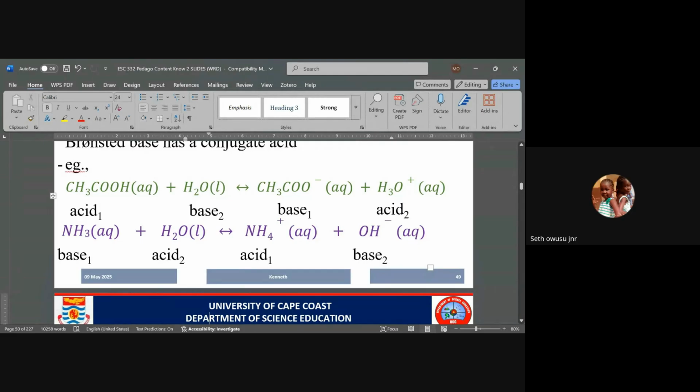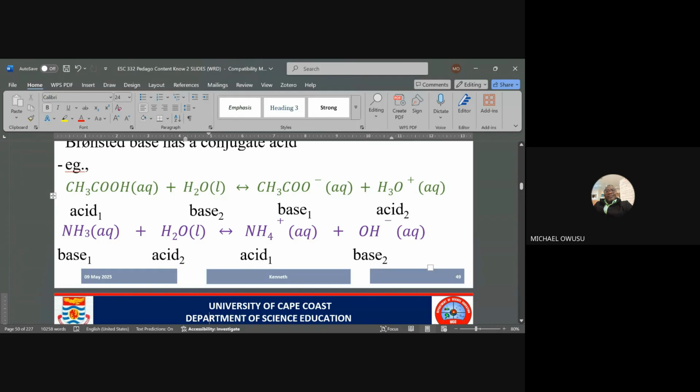A base is a proton acceptor. So if you look at the water, under which we have base 2, it is now accepting a proton to increase its H to 3. That's what we have. So at the end of a reaction, when an acid loses the proton, the result of that acid is its conjugate base. And when a base accepts a proton, the result of that base is its conjugate acid.